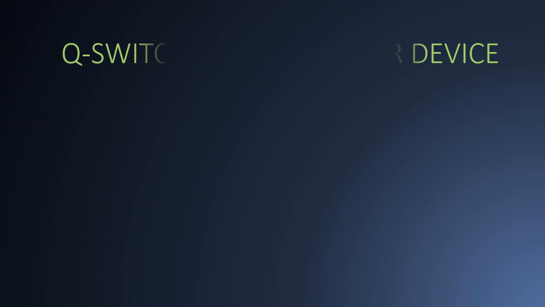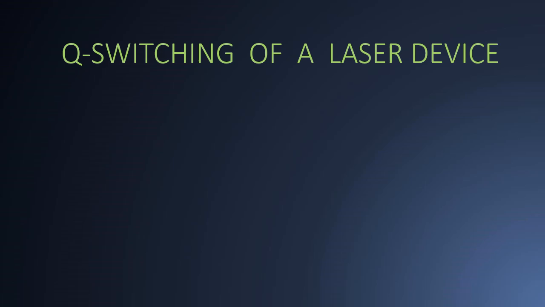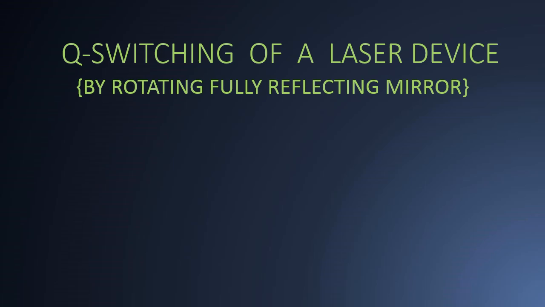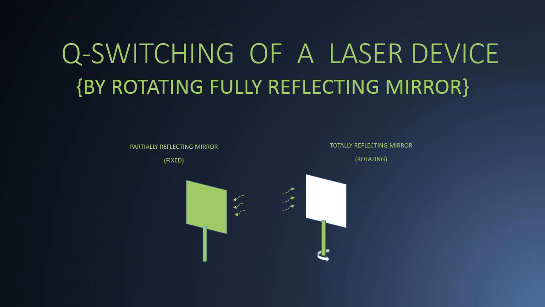Now let us come to the most popular method of Q switching, that is by rotating the fully reflecting mirror in laser device cavity. In this method, the totally reflecting mirror is made to rotate at very high speed, approximately 30,000 revolutions per minute for a cavity of length 50 cm. The Q value becomes high when rotating mirror is parallel to partially reflecting mirror and Q value is low in other orientations. Sometimes the totally reflecting mirror is replaced by a totally refracting prism, which is then rotated with very high speed. High Q value is obtained when the prism is in proper alignment with cavity of laser device.